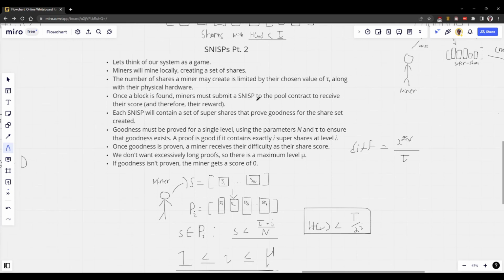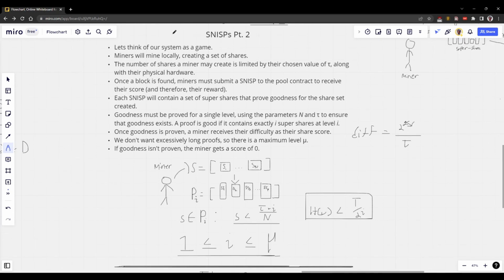So let's look at the second part of our SNISP protocol. We can think of our system as a game. And inside this game, miners will mine locally, creating a set of shares. Now, as you know, the number of shares a miner creates is limited by two things: their chosen value of ta, which is the threshold dividing hashes from shares, along with their physical hardware, because their physical hardware has a certain hash rate associated with it.